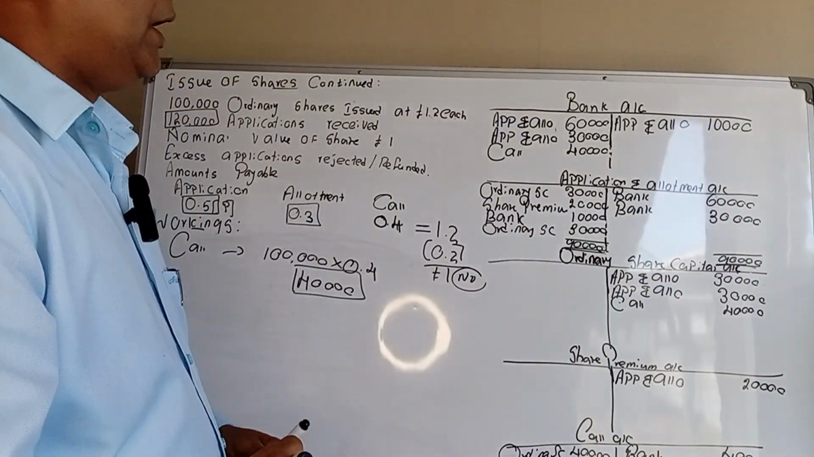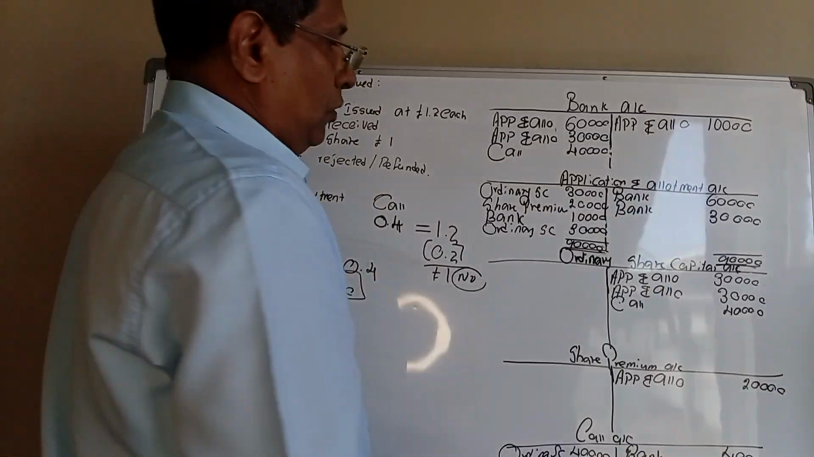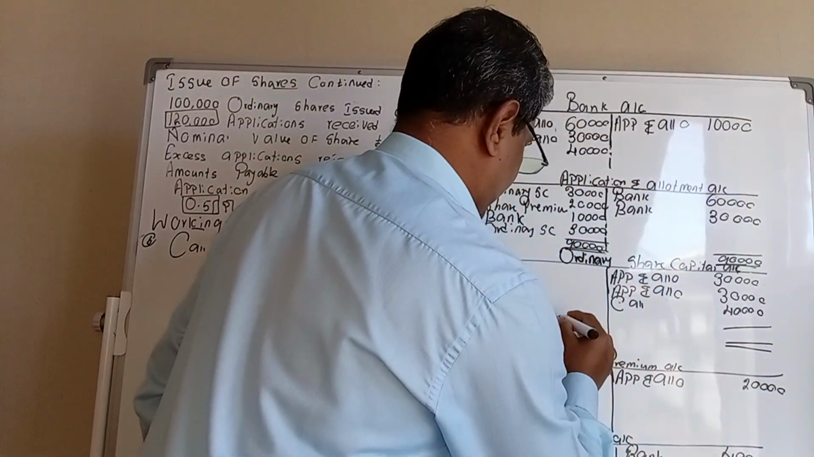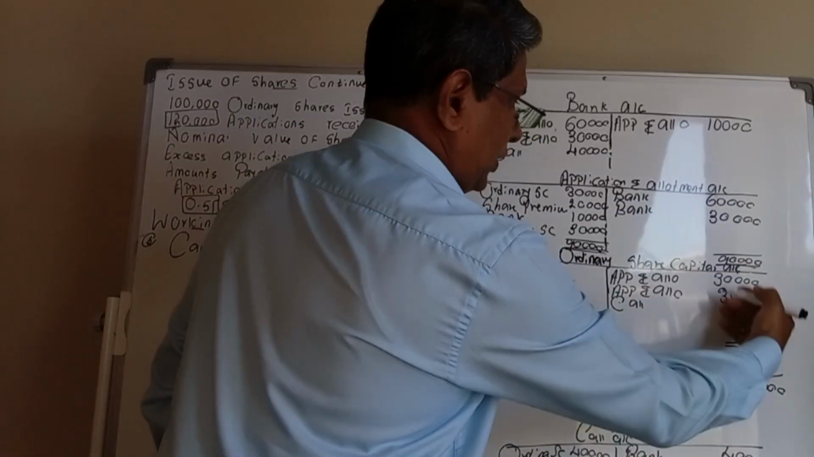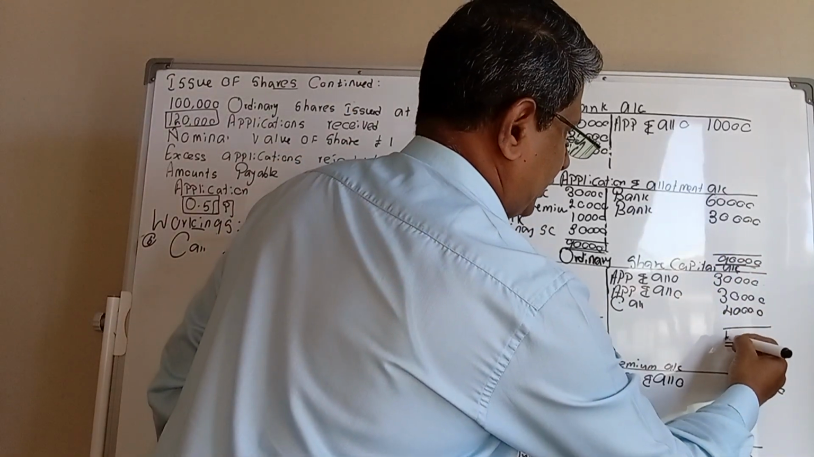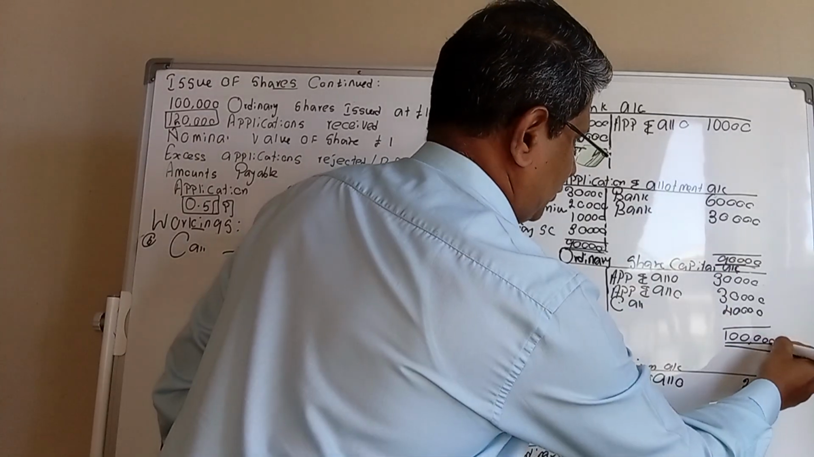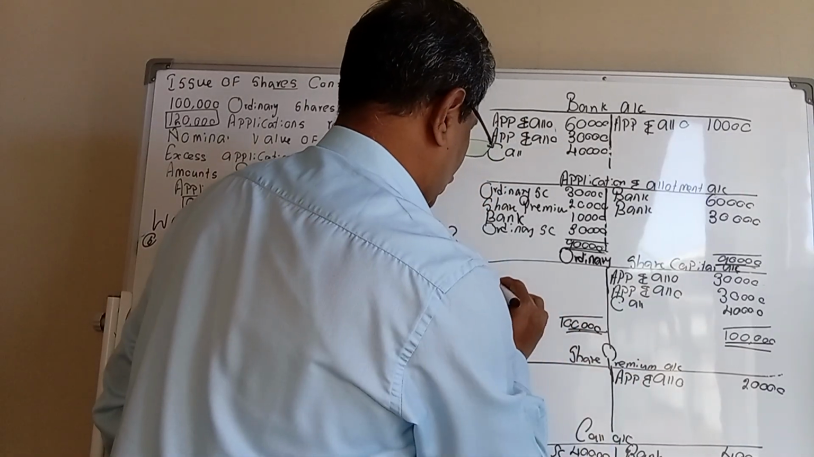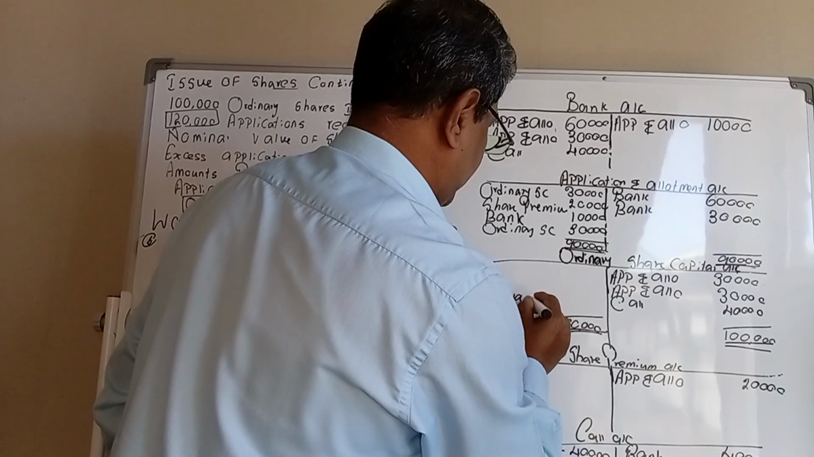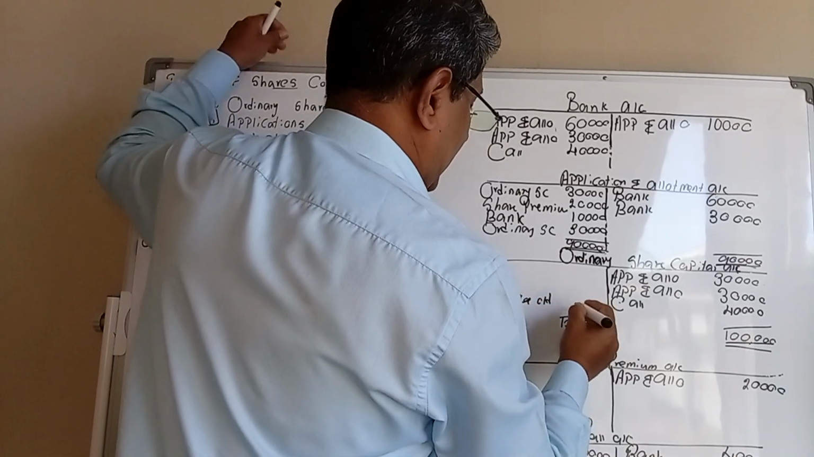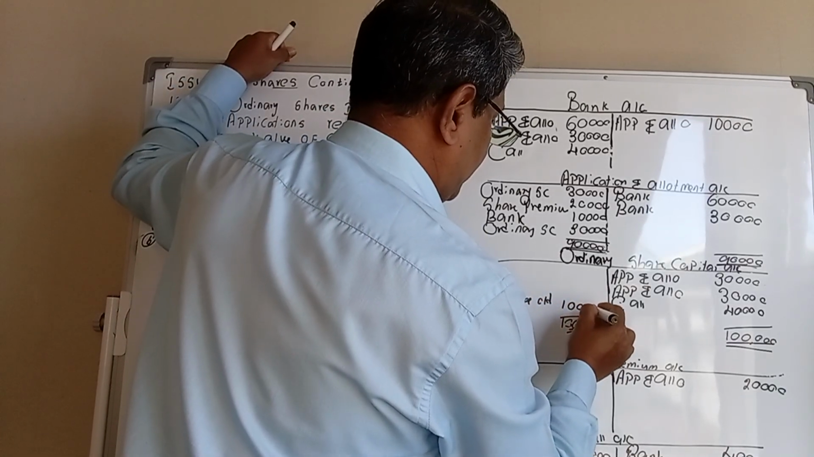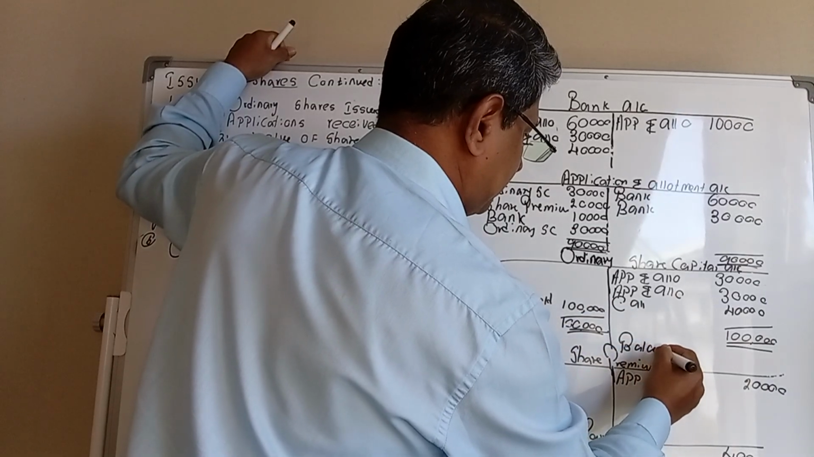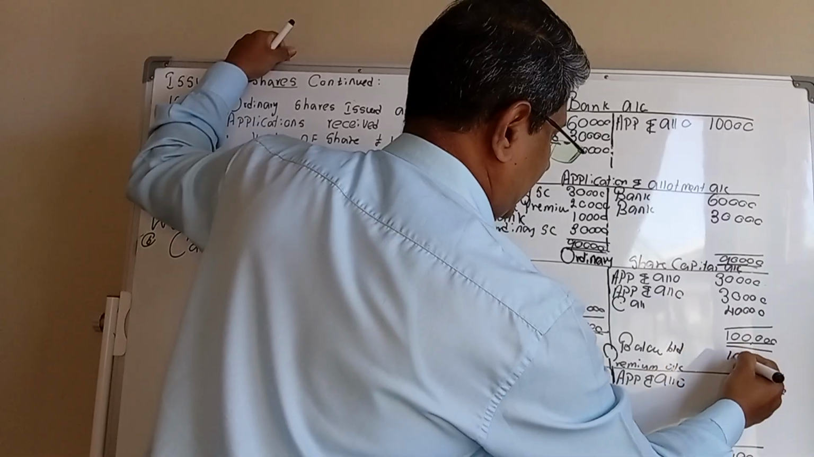Okay, right. Now, if you look at the ordinary share capital account, as I mentioned to you the other day, I'm going to only balance this account to prove something again. Okay, the ordinary share capital account is now having 100,000. That is going to be my balance carried down. So my balance carried down is going to be 100,000. And my balance brought down for the next period is going to be 100,000.